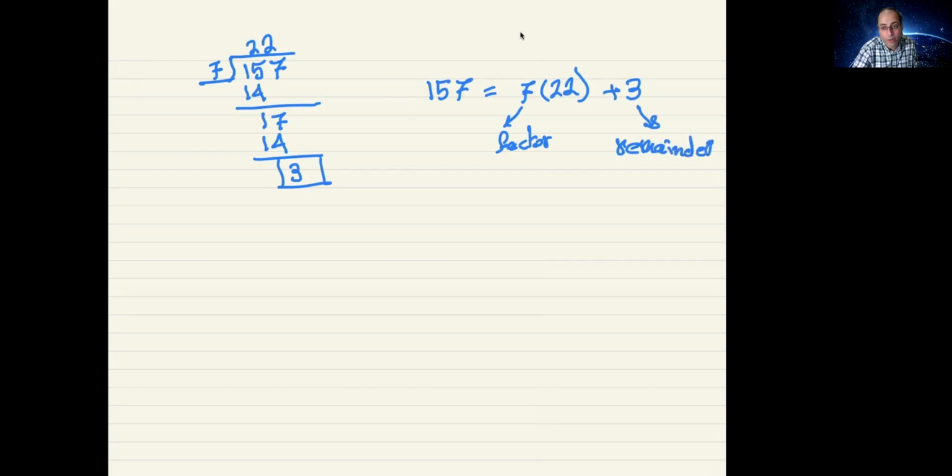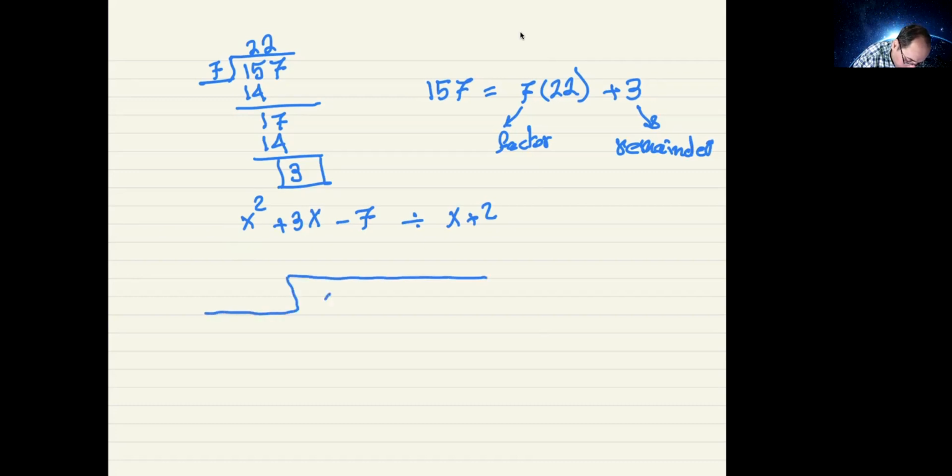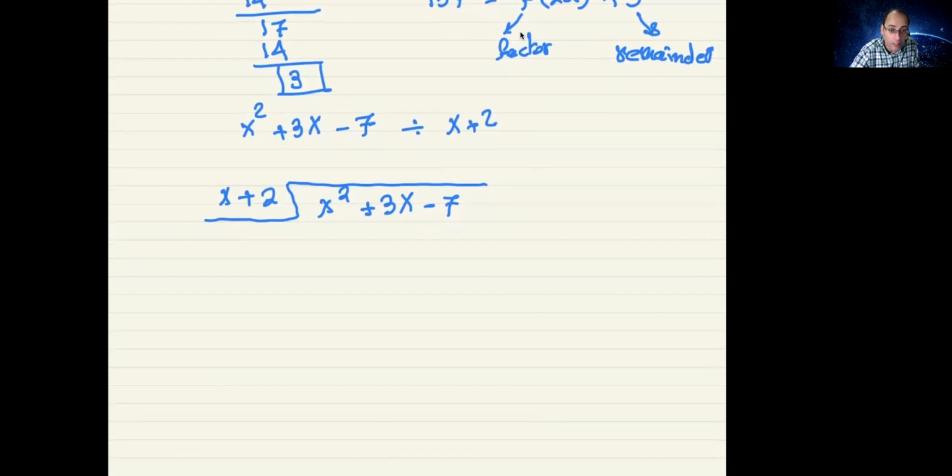So this is a simple example to show it through regular arithmetic. Let's make this a better idea in polynomials. So if I ask you to do x squared plus 3x minus 7 divided by x plus 2, the idea here is the same, but it's more steps. So I write the polynomial here, x squared plus 3x minus 7, and here is the divisor. I now check, is x squared plus 3x minus 7 divisible by x plus 2? If I get remainder 0, then it is divisible by x plus 2. If not, I should get a remainder that is not 0.